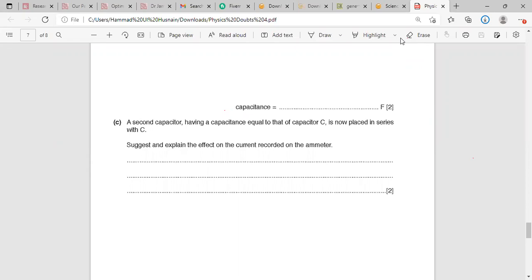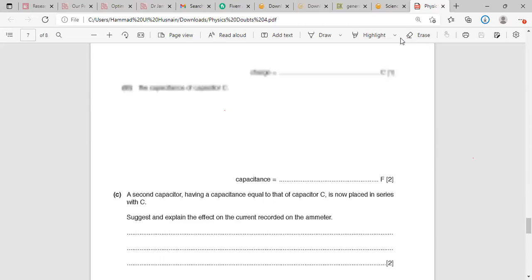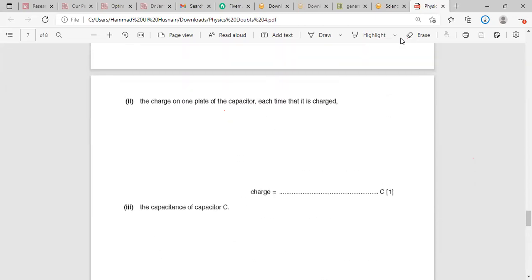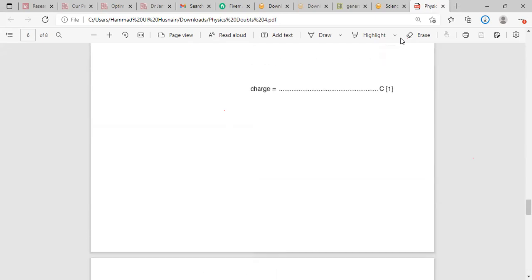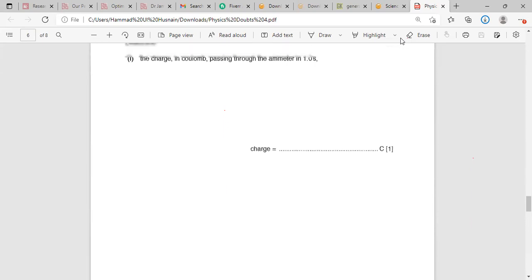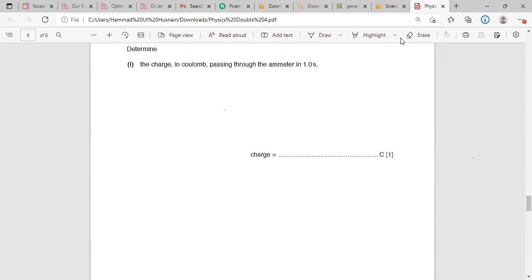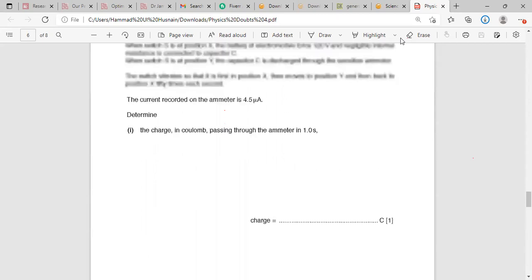Because they are in series combination now, and in series we know that the total will be the reciprocal of the capacitances. So that's why the capacitance will be decreased, and if the capacitance is decreased, the current will also be decreased, right, Rani? I hope you are clear with this question. I will explain this part later on. I will have a quick check on it. Fine, Rani? Yes, sir. Okay.